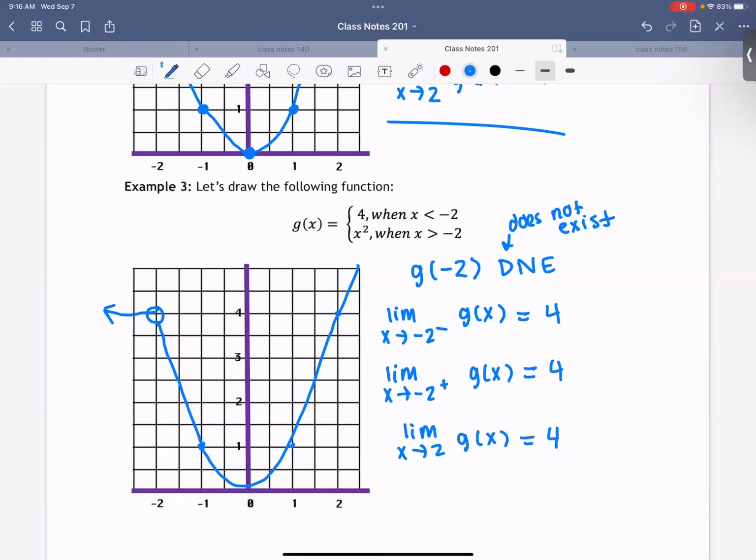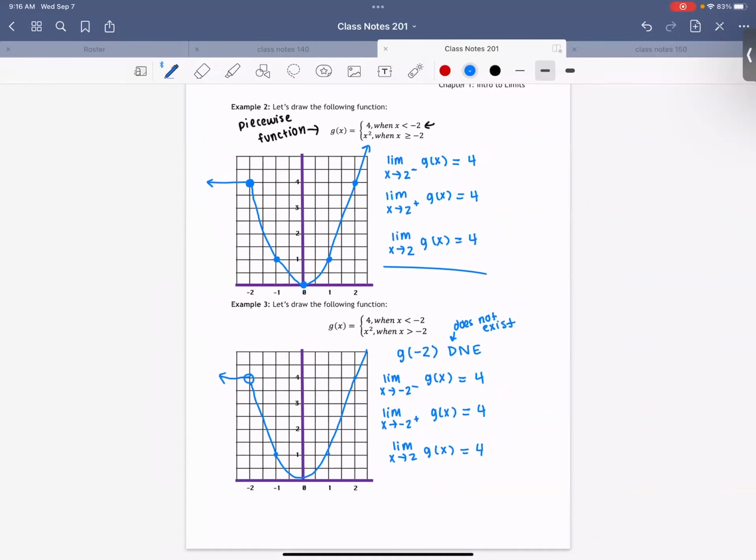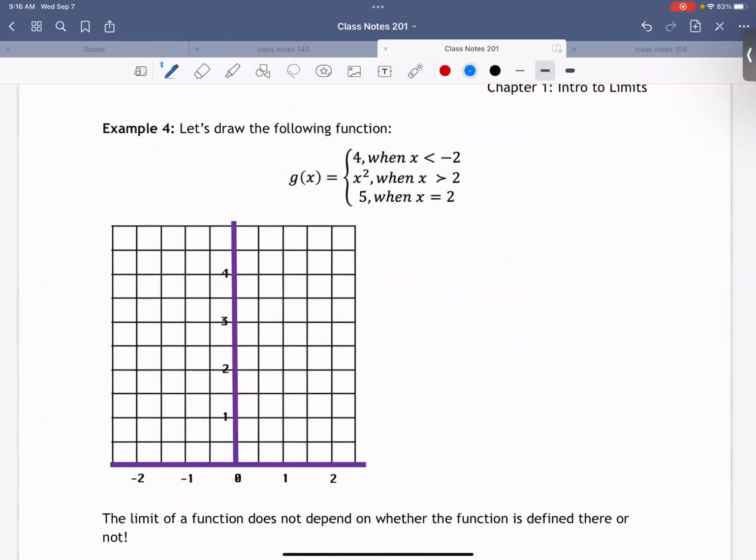So even though our function had a circle at this point, and it wasn't defined at -2, the limit will still exist at that point because it's what we expect the function to be. It's not what the function is, it's what we expect it to be. Any questions so far? All right, might be overkill, but let's do one more.